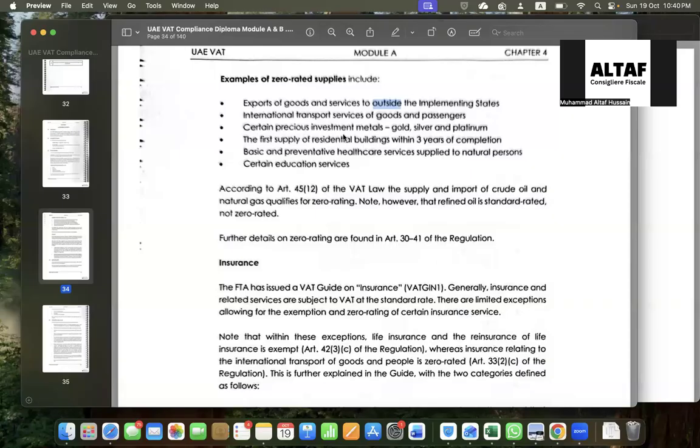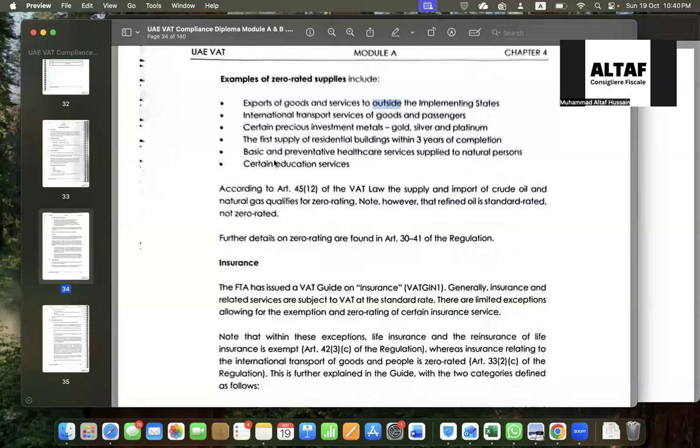Certain precious investment metal, gold, silver, platinum, etc. Investment grade metals, basically. So these are also zero rated supplies. The first supply of residential buildings within 3 years of completion. So any real estate development project that completes, until 3 years after the completion, if there is first supply, then that supply will be zero rated. That's a big support to real estate sector.